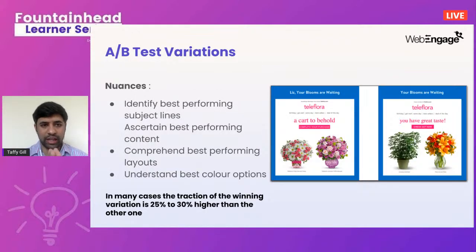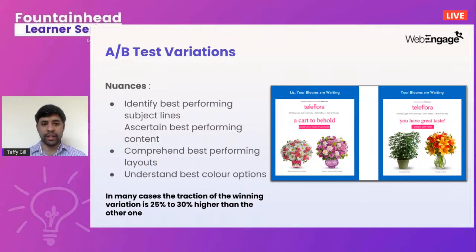Again, A/B testing is something that is strongly recommended, wherein using A/B test variations, you can identify what all are the best performing subject lines, what is the best performing content. Also, you can identify what is the best layout type for your specific brand, and also the color options. So this way, you can actually ascertain what is the kind of content that is working for you, what is the kind of content that is not.